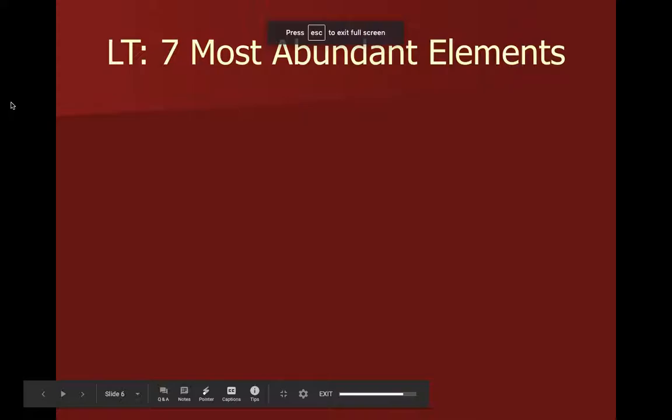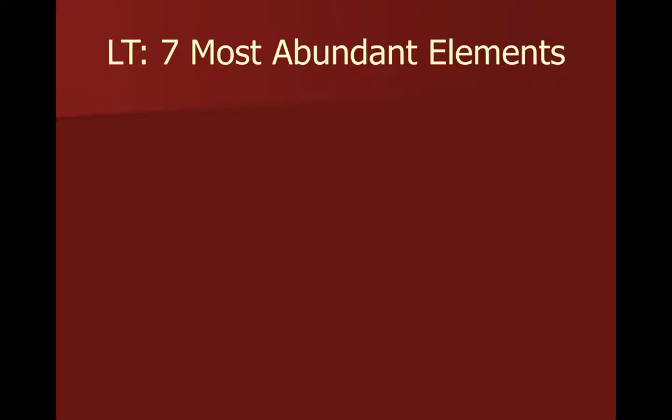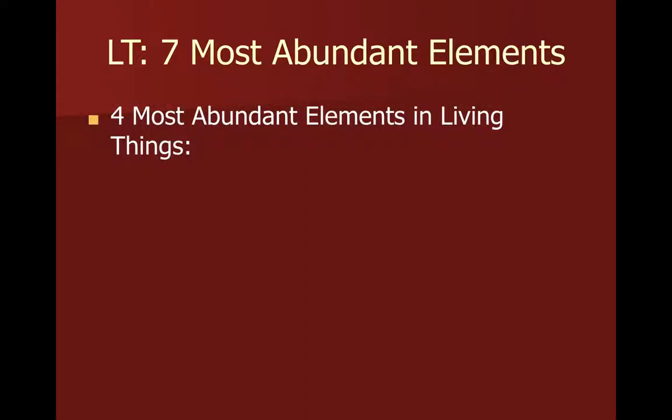All right, so for LT7, we are focusing on living things at the atomic level. So we're going to talk about the most abundant elements in living things and also why carbon is so important for building larger macromolecules. So, first of all, you can probably off the top of your head list some of the four most abundant elements in living things.